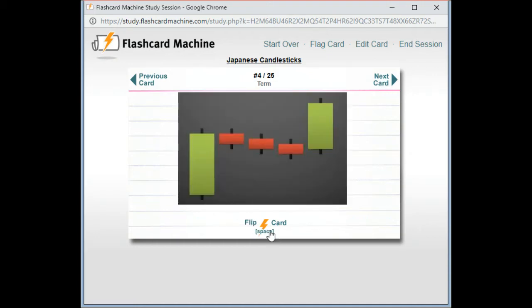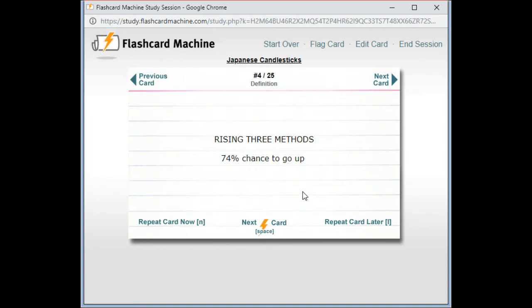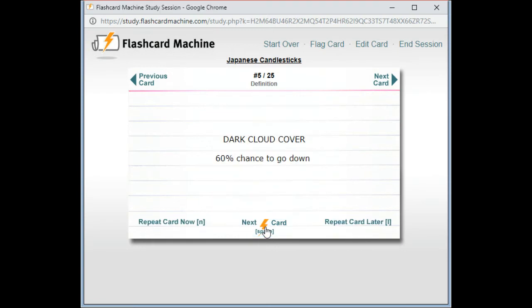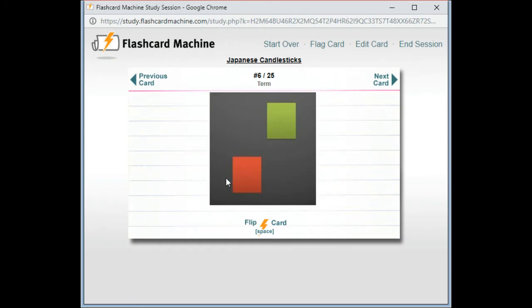This very interesting pattern is the rising threes method. 74% chance to go up when you see those. Look for those intraday as well. This, you guys know it. Dark cloud cover, 60% chance to go down. You'll see that at the top of a trend. This is very rare to see intraday, but you'll see them if we look at, for instance, the 60 anchor bars, things like that.